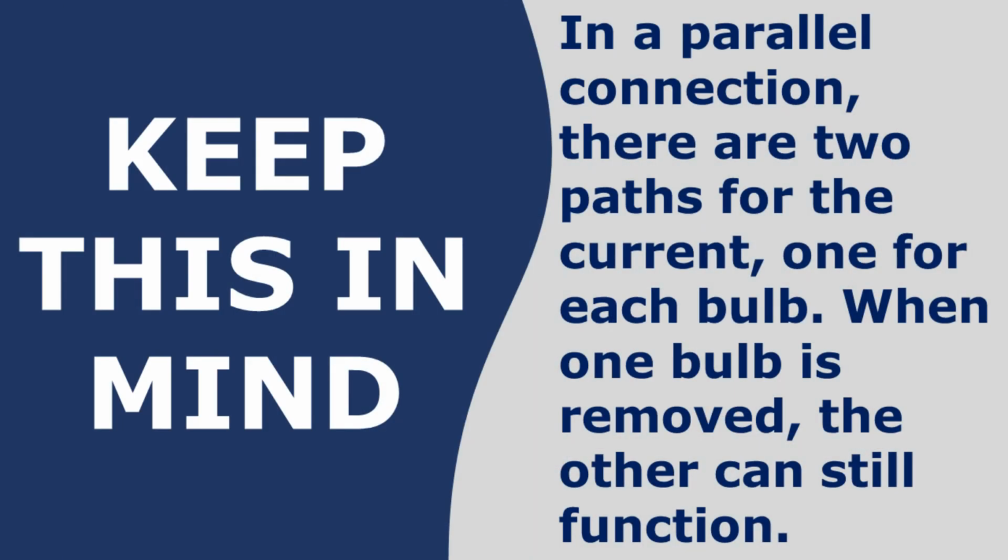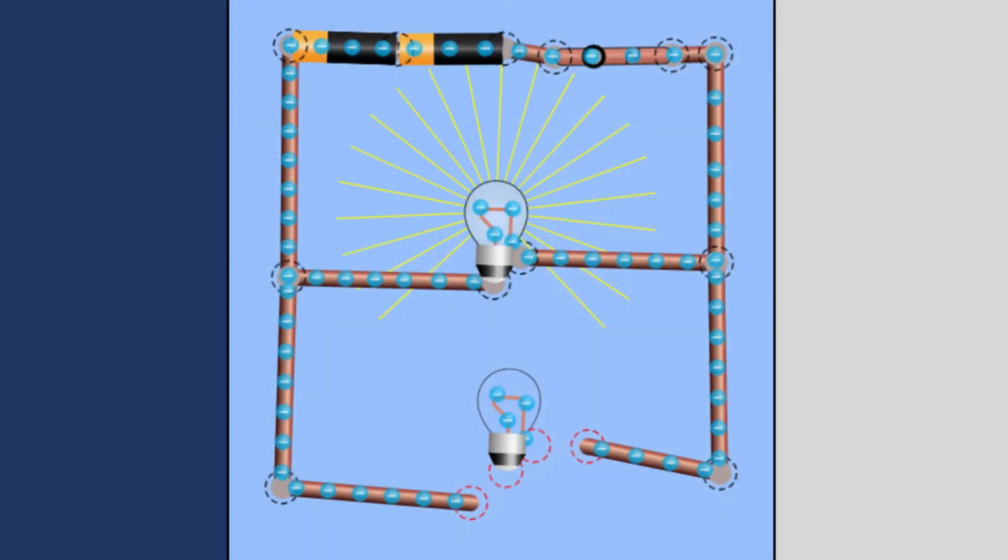In a parallel connection, there are two paths for the current, one for each bulb. When one bulb is removed, the other can still function. The functioning bulb is still part of a closed circuit and has an independent path for the flow of current.